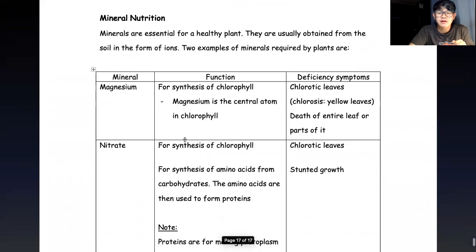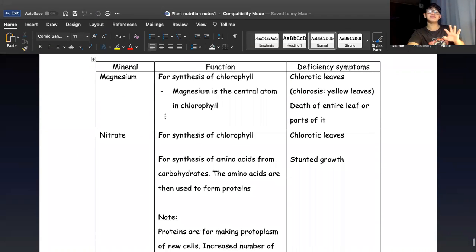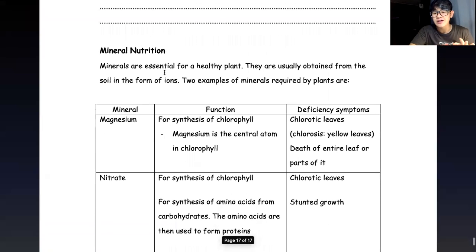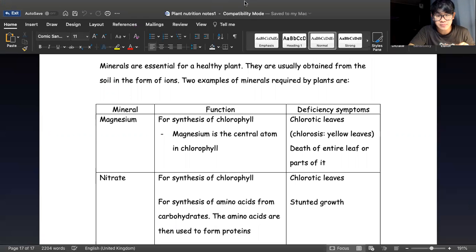So that's the discussion of the graphs. And then this part here, mineral nutrition, I will cover in the next lesson. So for now, that's it. For today, that's a lot.